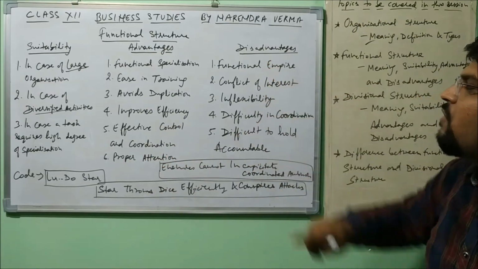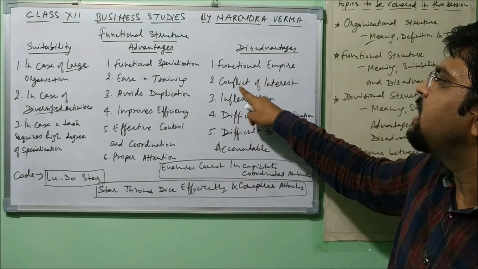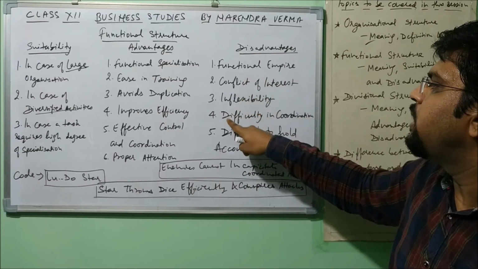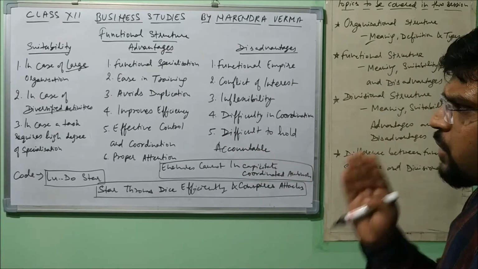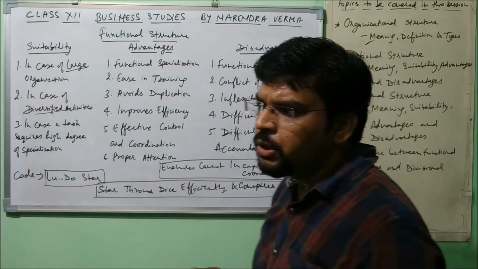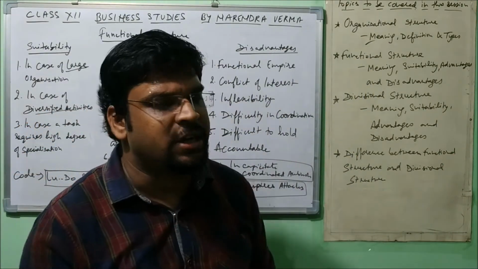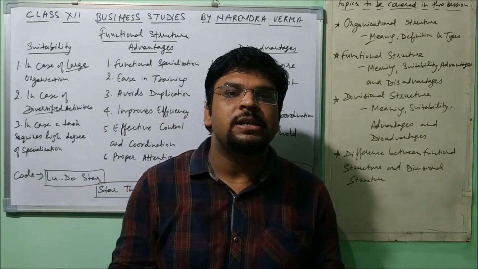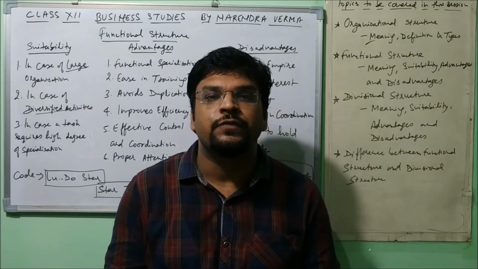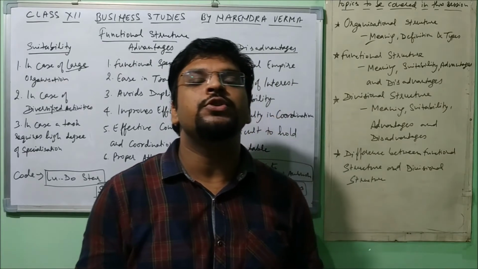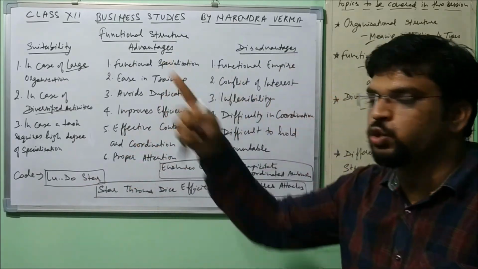Similarly, we have disadvantages as well. We'll have discussion about these as well one by one. Functional empire, conflict of interest, inflexibility, difficulty in coordination, difficult to hold accountable. Actually what happens, there is a problem, because the same kind of bifurcation we need to study about the divisional structure as well. So it becomes complicated and complex task to remember everything separately. Sometimes the students get confused, right? So just to remove your confusion, I have made a single code to remember all these things together, right?